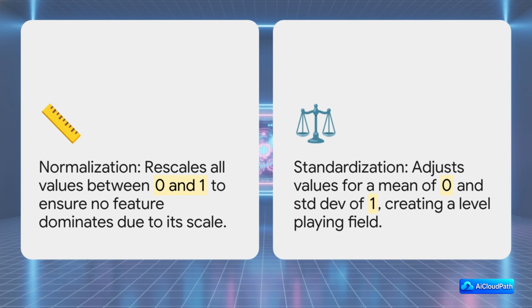The way we solve this is by putting everything on the same scale. As you can see, there are a couple of popular ways to do this. There's normalization, which squishes everything to fit between 0 and 1, and there's standardization, which is a bit different. It shifts the data so the average value is 0. The methods are different, but the goal is exactly the same. Create a level playing field so no single feature gets to dominate the model just because its numbers happen to be bigger.